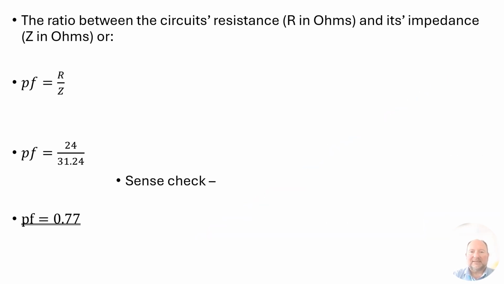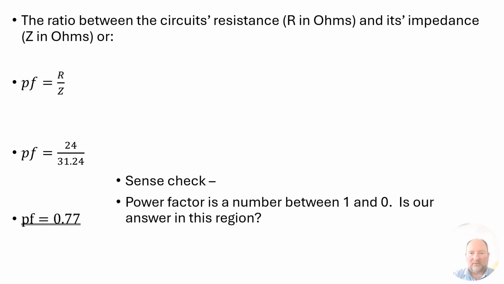Give it a little sense check. Power factor is always going to be a number between 1 and 0. So we're looking for a number between 1 and 0. Does our figure fall into that region? Yes, it does. 0.77 is between 1 and 0. If you got the formula wrong, you would end up with a number greater than 1, so you know that that's not right. So that's what you're looking for, a number between 1 and 0. So that must be correct.